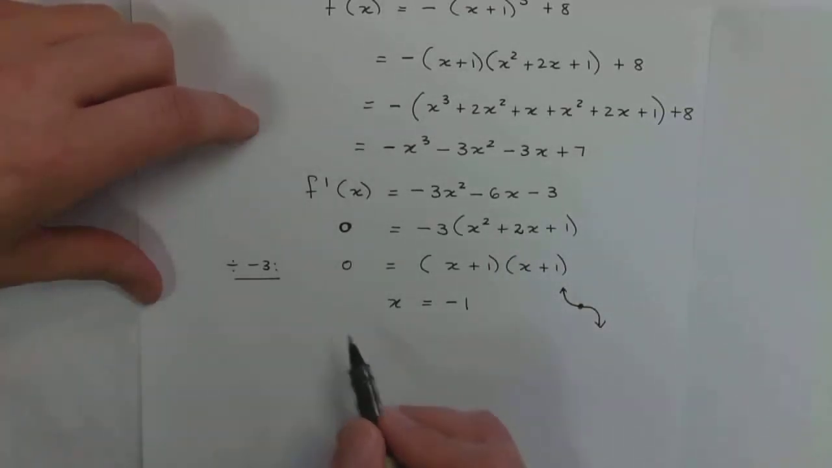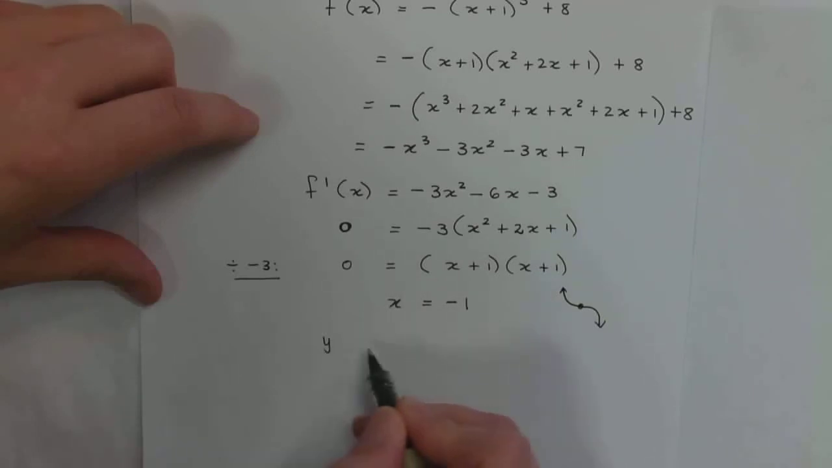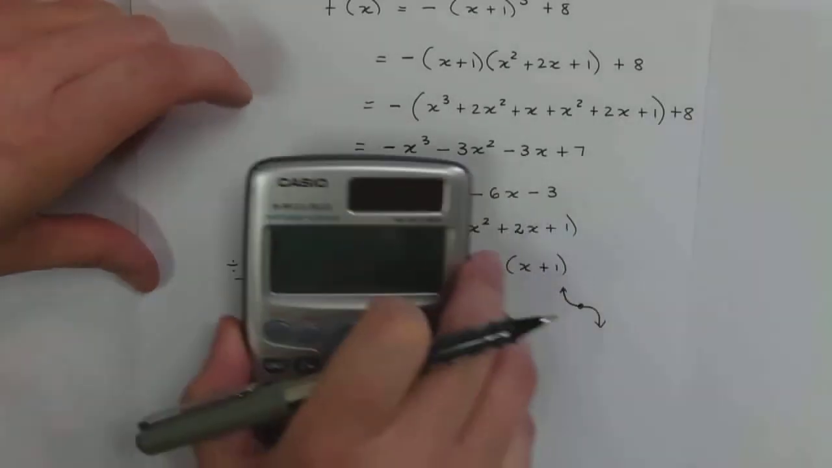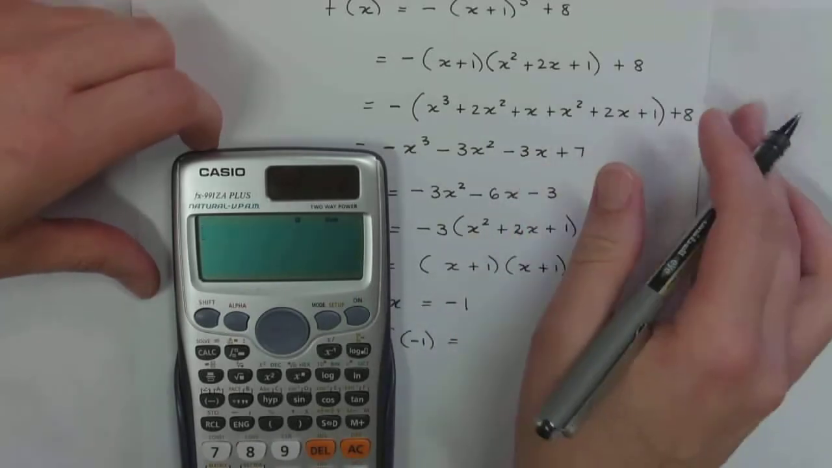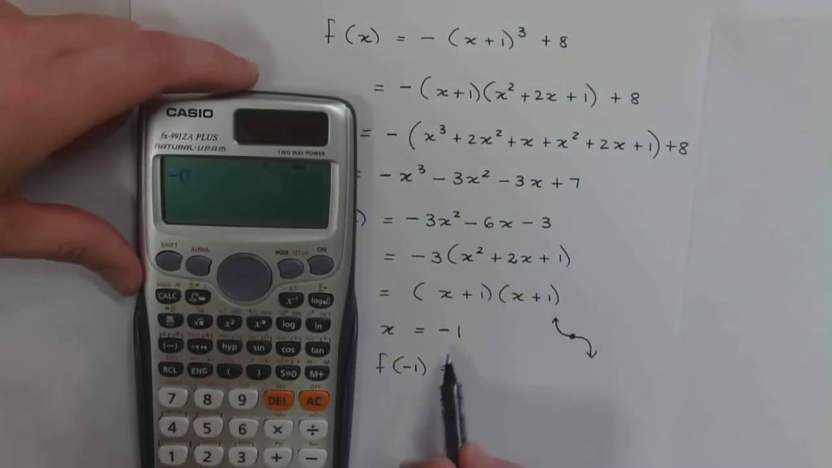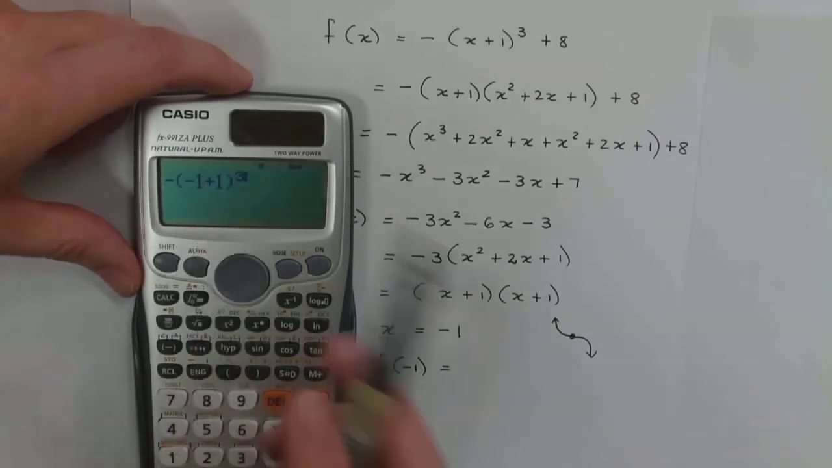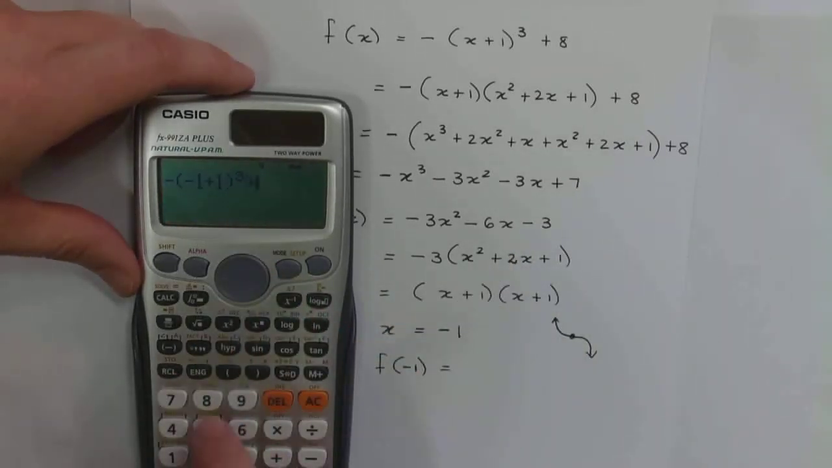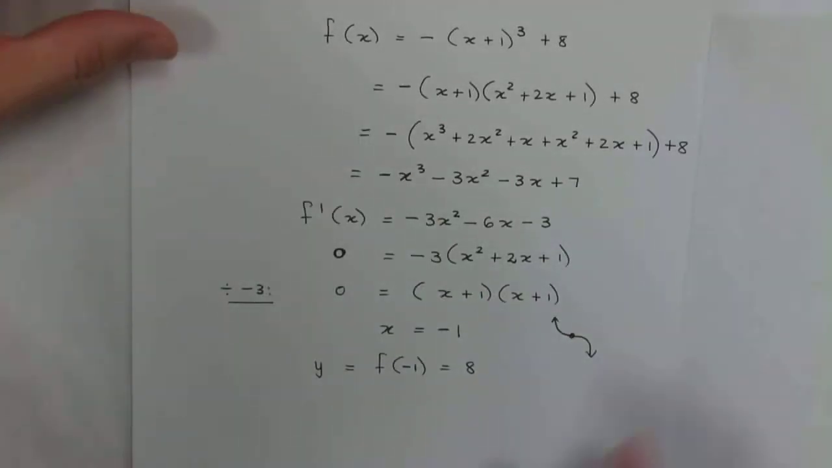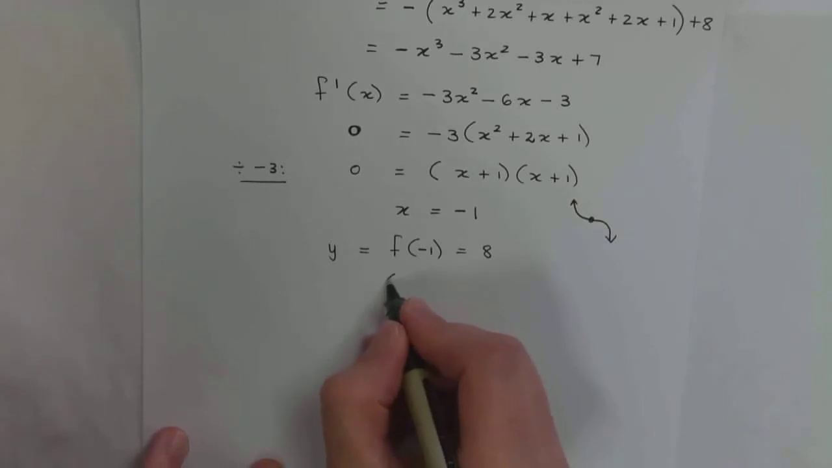Now I do need to get the y-coordinate of the stationary point, so the y-coordinate of the stationary point is then f of negative 1. So I'm going to quickly use my calculator to substitute in. Now by the way, you could use this version, or you can just go back to the original version. So you can say it's minus x, which is negative 1, so minus (negative 1 plus 1) to the power of 3, which you can actually notice is going to be 0. So when I add the 8, I know the answer is actually going to be 8. So that means my stationary point is going to be the point (negative 1, 8).